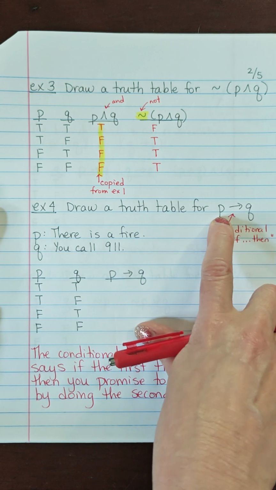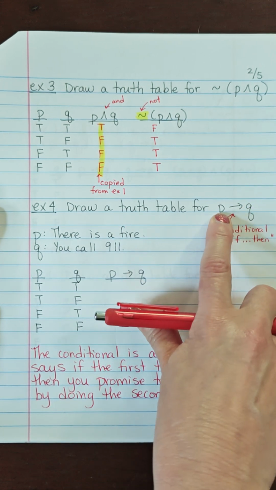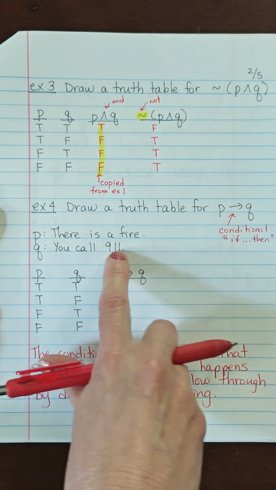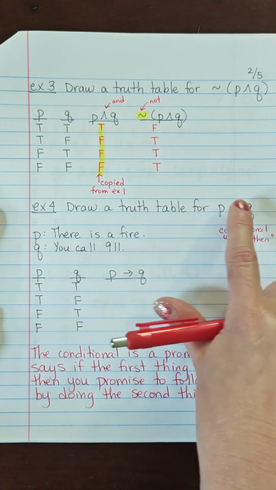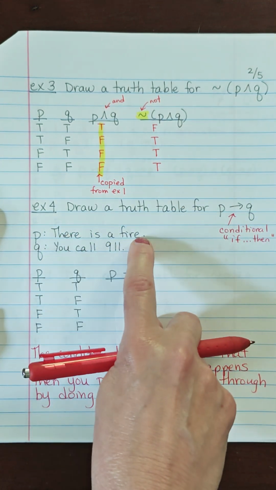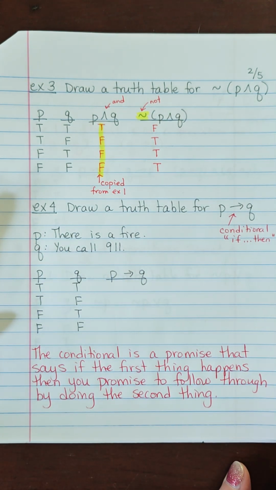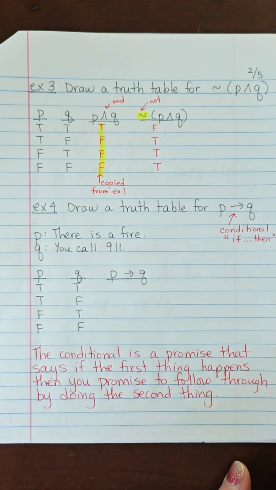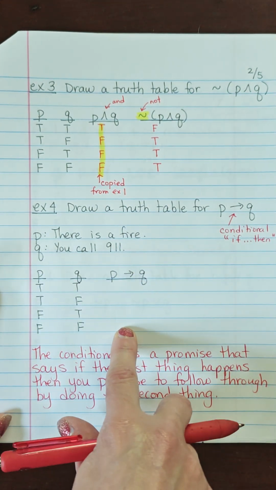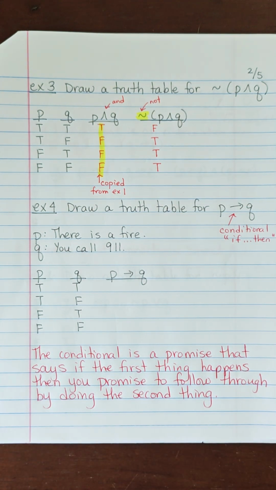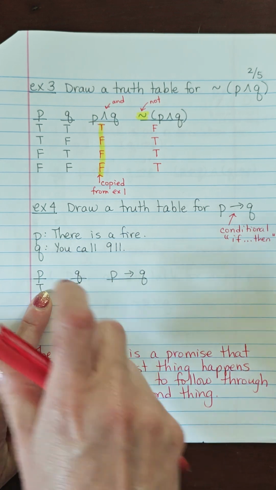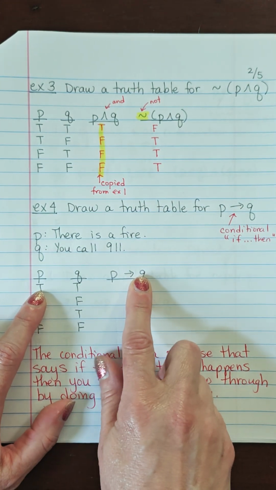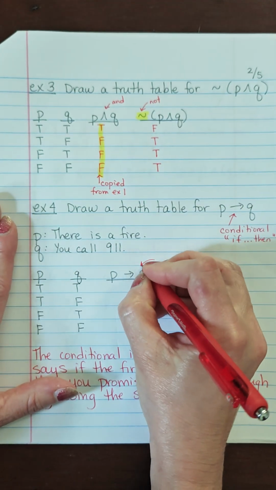Okay, so let's say that statement P, the order of this is important, is there is a fire, and statement Q is you call 911. If-then would be if there is a fire, then you call 911. Okay, so that's your statement. Now what we're going to do is analyze the truth of, or the outcome of this statement based on these 4 different truth values. So let's analyze if this conditional statement is true or false based on the outcomes of P and Q. Remember the statement, if there is a fire, then you call 911. Let's just write that down.